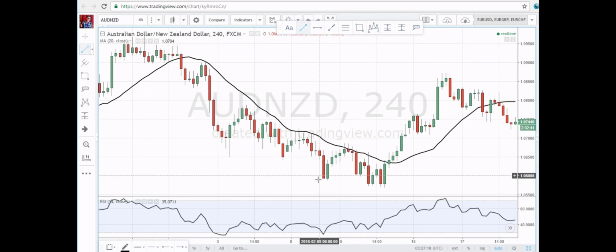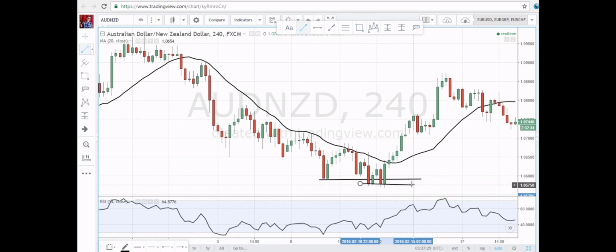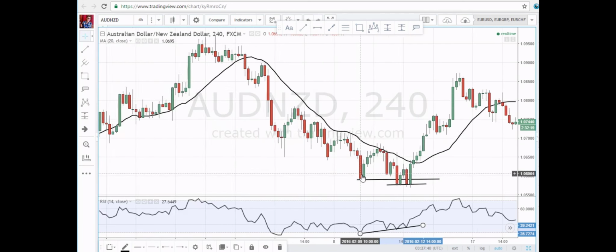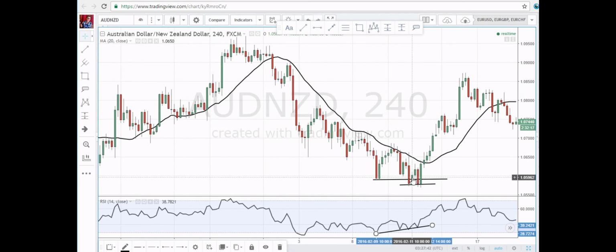We have here something like a double bottom or a triple bottom. We broke below the lows, and then we made another double bottom. At the same time, we can see that we have some type of RSI divergence. The RSI is already making higher lows, and the price is still making lower lows. So we have a very good confirmation here that the trend is really losing momentum.